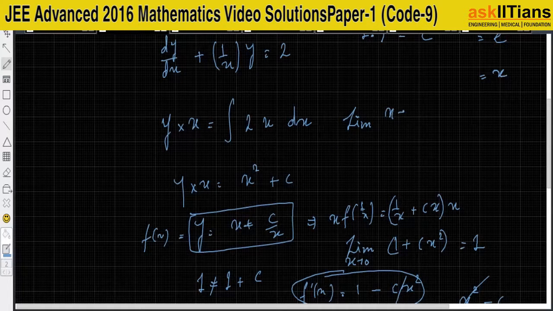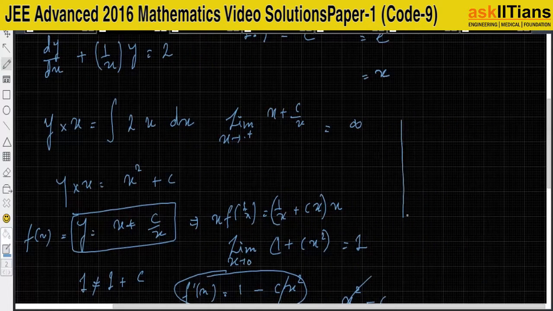Fx is x plus c by x for 0 plus. Alright, so 0 plus, this limit will be infinity, right? So the graph is starting from infinity. If I plot the graph of fx, this is 0 and this is 2, and I'll plot the graph of fx between 0 and 2 only, because option D says that we need to find out range in 0 to 2. So 0 plus, it's infinity, right?